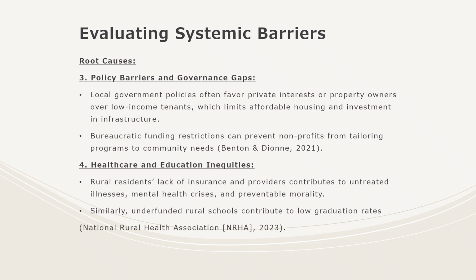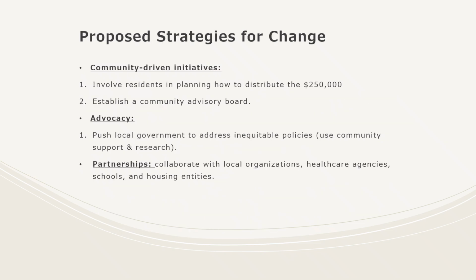Bureaucratic funding restrictions can prevent nonprofits from tailoring programs to community needs, as I saw in a paper by Benton and Dion. Then the fourth root cause is healthcare and education inequities. Rural residents' lack of insurance and providers, like I mentioned earlier, can contribute to untreated illnesses, mental health crises, and preventable mortality. Similarly, underfunded rural schools can contribute to low graduation rates, leading to undereducated people that may want to get better education, but they don't have the access to it.